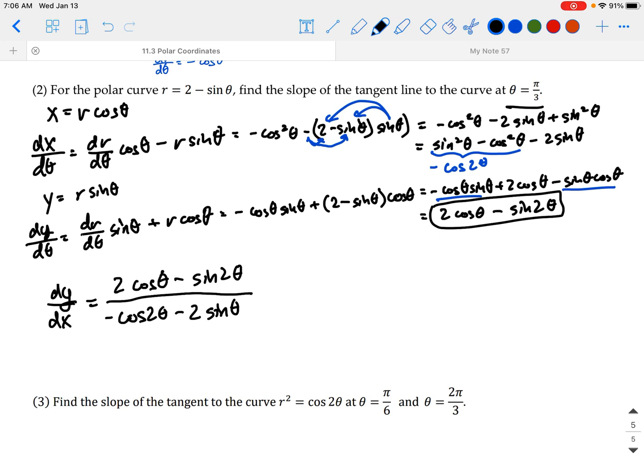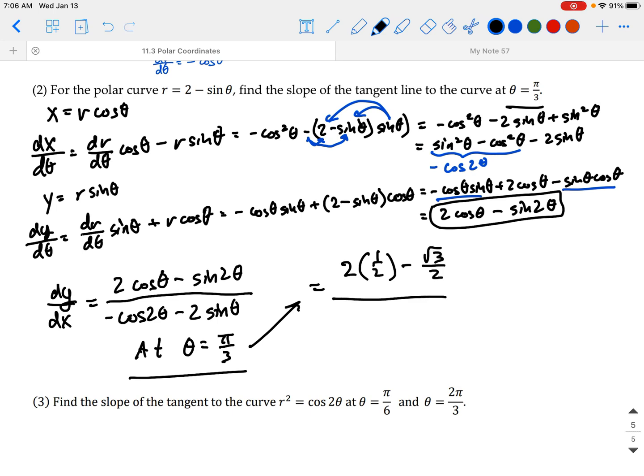So then theta equals pi over 3. That's going to equal, so we'll have 2 cosine theta at pi over 3 is 1/2 minus sine of 2 times pi over 3. So that's going to be sine of 2 pi over 3, which is just rad 3 over 2 still, positive. So we don't have a sign change there.